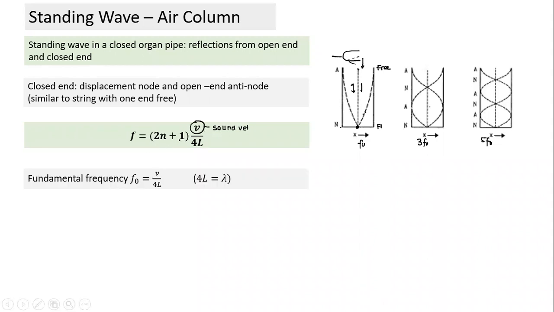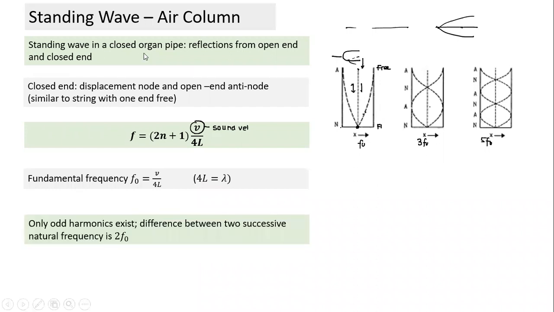So there are only two formulas. One formula for a string fixed at both ends, and one formula for a string fixed at one end, free at the other end. So whatever formula we have for a string fixed at one end is also valid for a closed organ pipe. There also exactly the same thing follows. Fundamental frequency is V by 4L, and only odd harmonics exist. The difference between two successive natural frequencies is equal to 2F naught.